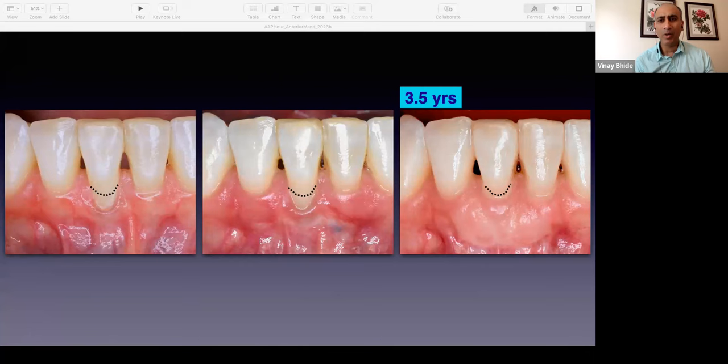We weren't per se expecting complete root coverage given that this is an RT2 recession, but I think that this is about as good a result as we could probably expect in a defect like this. And it's stable, it's not going anywhere. The patient will never have to have this redone for as long as she lives.